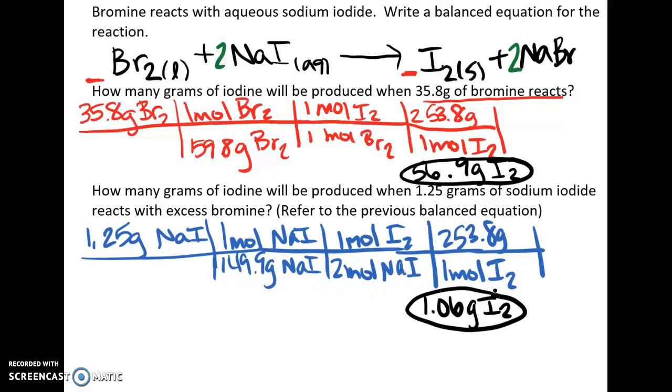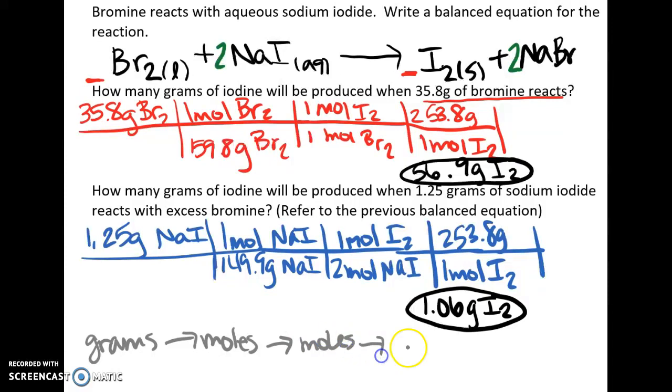Now, hopefully we've noticed a pattern. There are some steps that you will be doing every single time on these calculations. We always want to start by going from grams to moles, then our mole ratio to go to moles of our other substance, then back to grams.